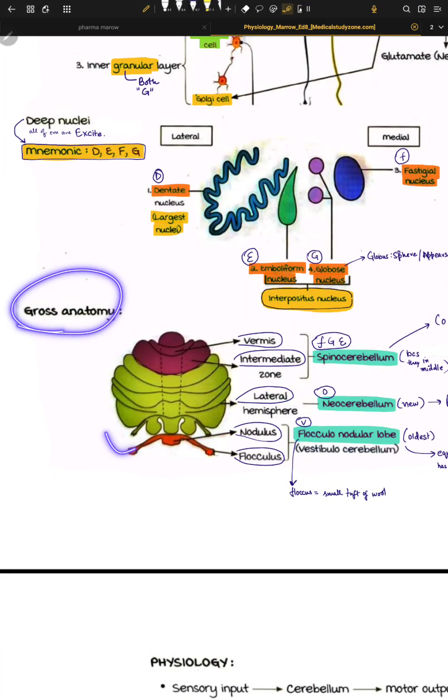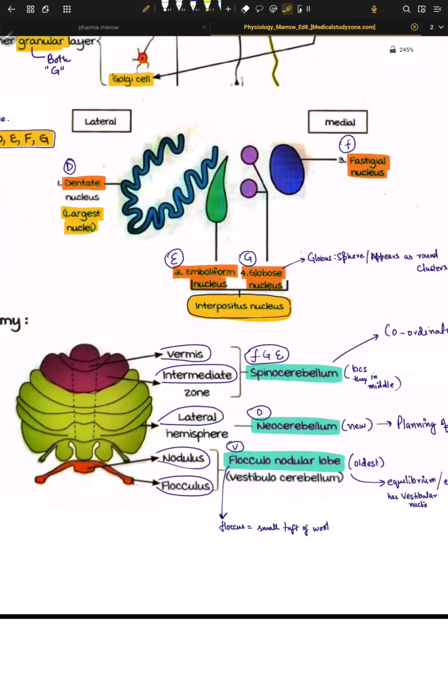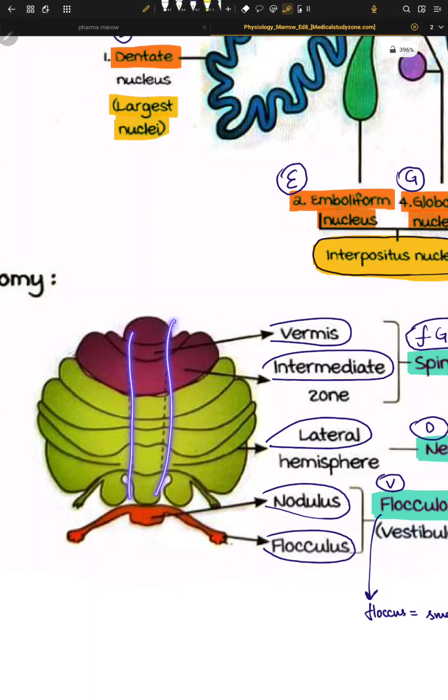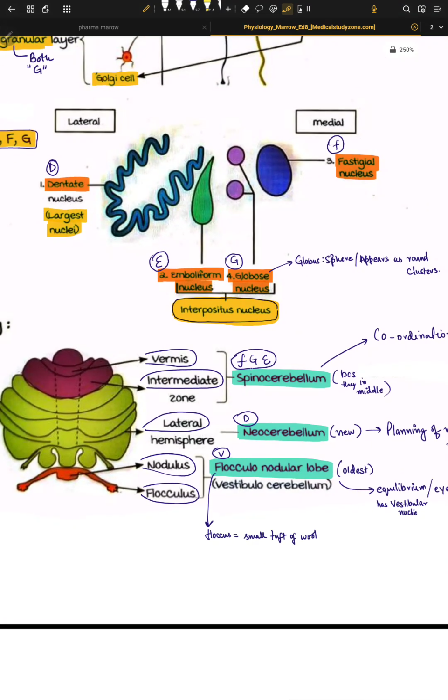The gross anatomy of cerebellum. So this is a cerebellum, this is a midline. In the midline we have something called vermis. So this is the vermis, right? This part is vermis, and this part is vermis. I will tell you why I have written this F, G, E, D and V.